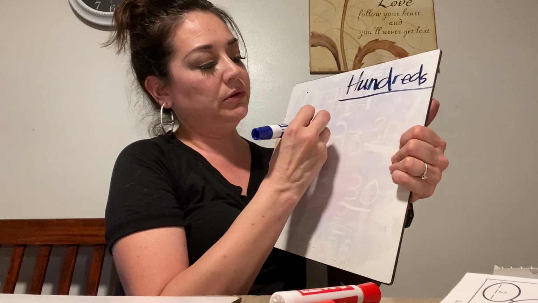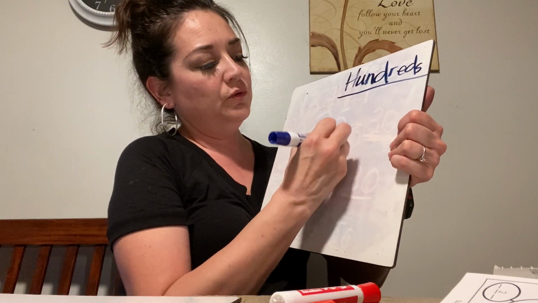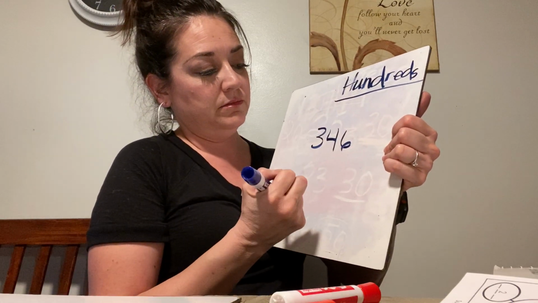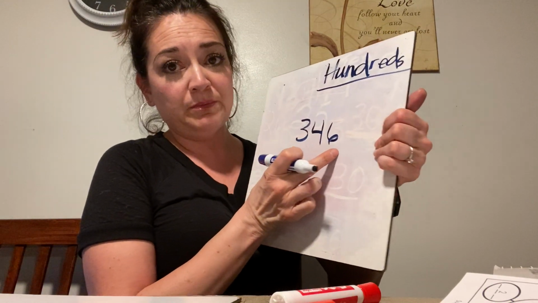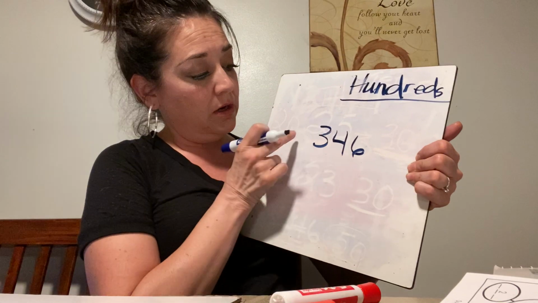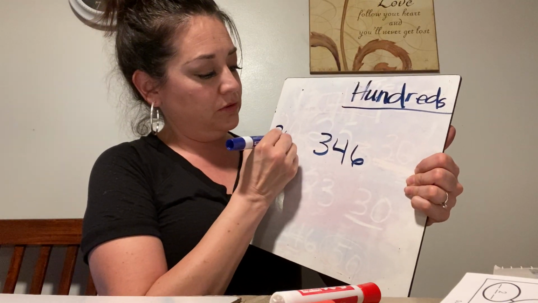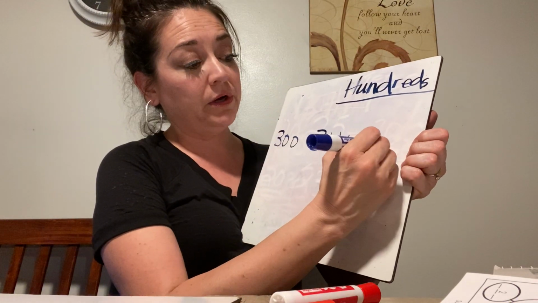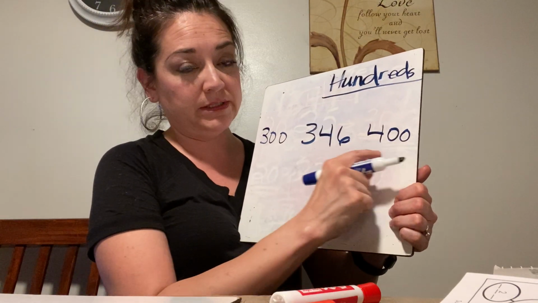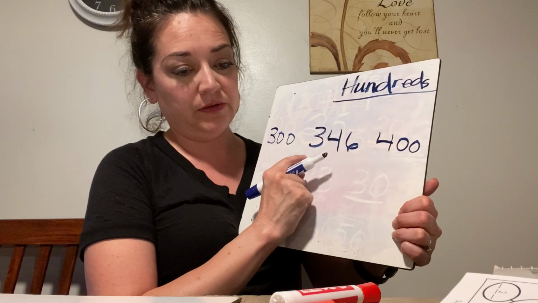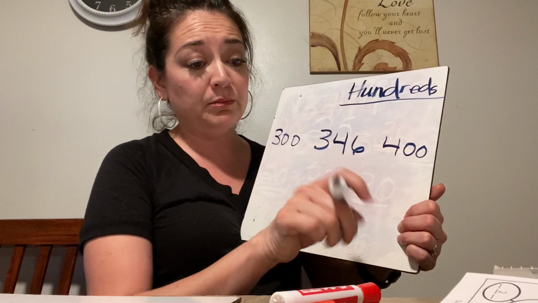So if I had a number like 346 and I want to round it to the nearest hundreds, well, this number is right between which hundreds? It's going to be between 300 and 400, because we're rounding to the nearest hundreds now. You've got to have 3 place values now for this one. But it's the same principle.